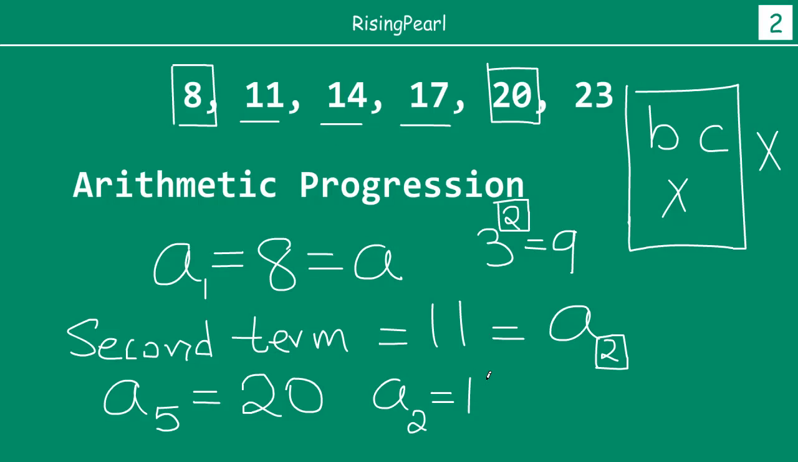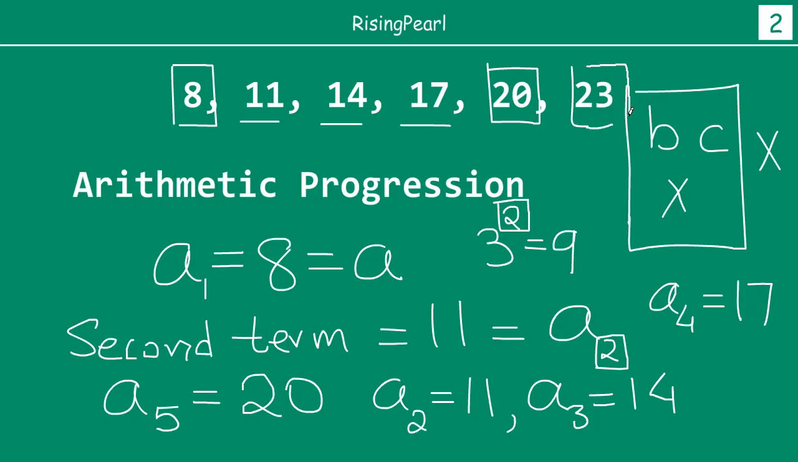Let's quickly write this. A3, which is the third term, first, second, third, will be 14. Similarly, A4 will be equal to 1, 2, 3, fourth term, which is 17. Fifth term is 20, and sixth and final term is 23. So A6 is 23.